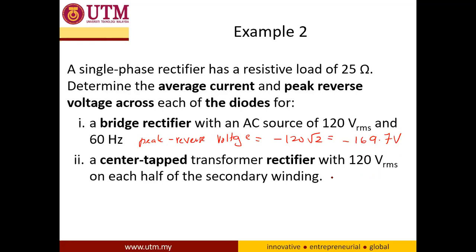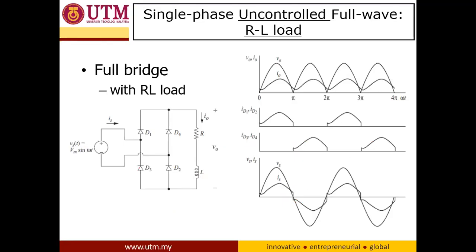So this one is negative 169.7 volts, while for the center tap, the peak reverse voltage rating must be a multiple of negative 169.7, which is around 339. So you need to have a diode that has this rating for the center tap. For the full bridge, you only need the diode to have at least the voltage of the source. So this is the full bridge.